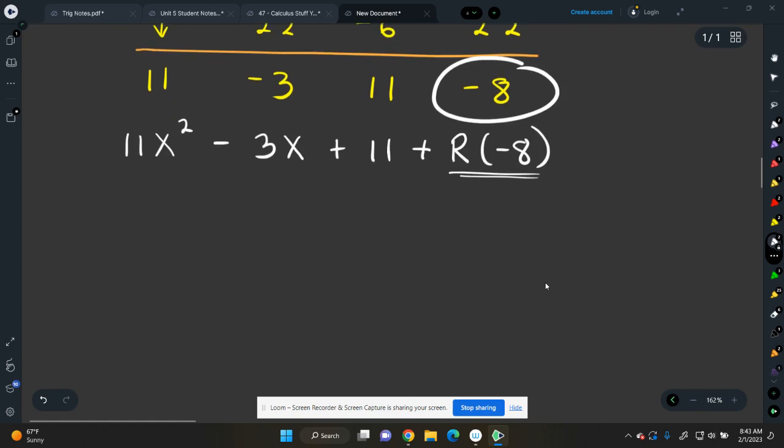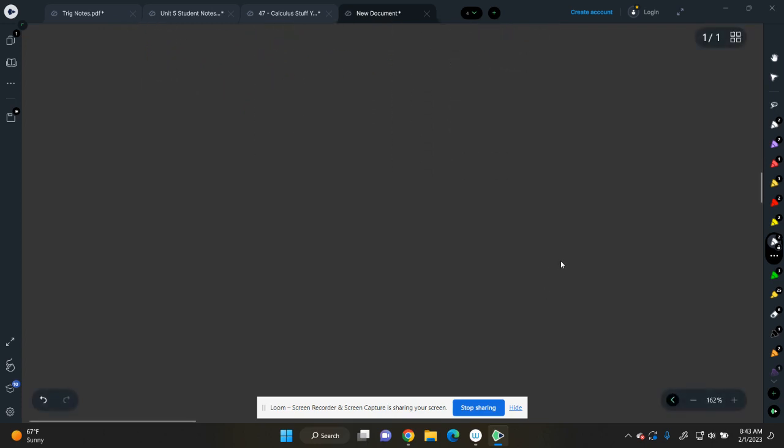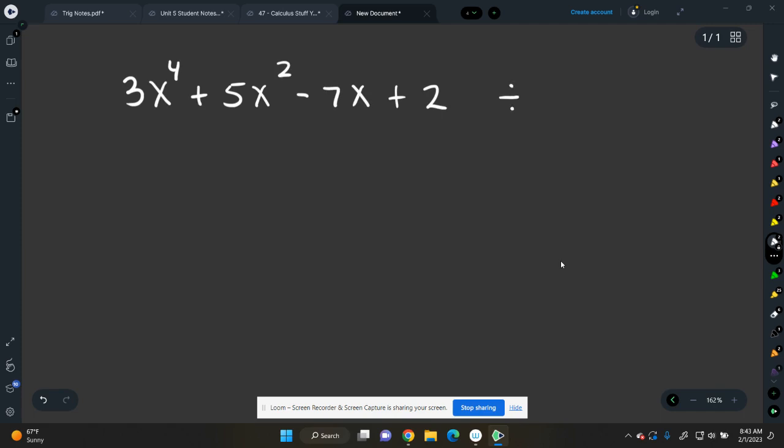Okay, I'm not finding a good one. I'll just make one up. Okay, let's do 3x to the 4th plus 5x squared minus 7x plus 2 divided by x minus 2. Okay.